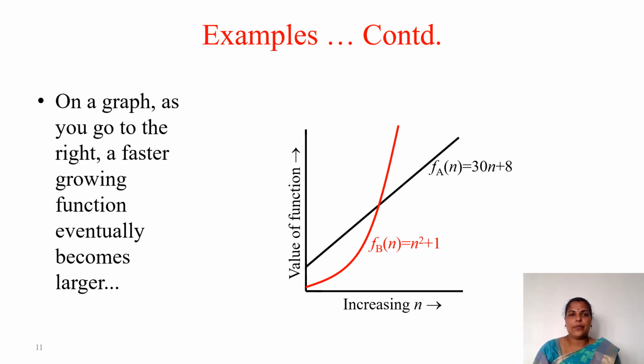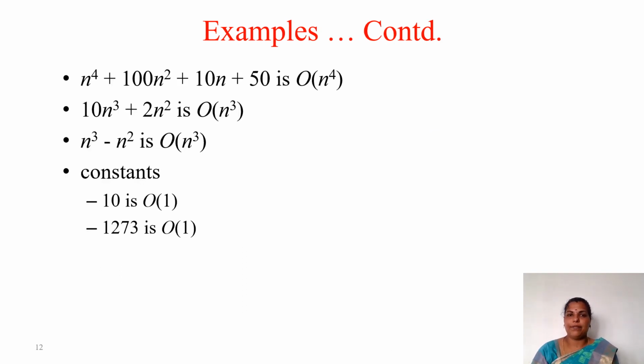Then you see this on any graph. We can go to the right. A faster growing function eventually becomes larger. So n square and n, it is going like this. N square means it is growing fast, this side it is going. So this n square is growing faster compared to n.